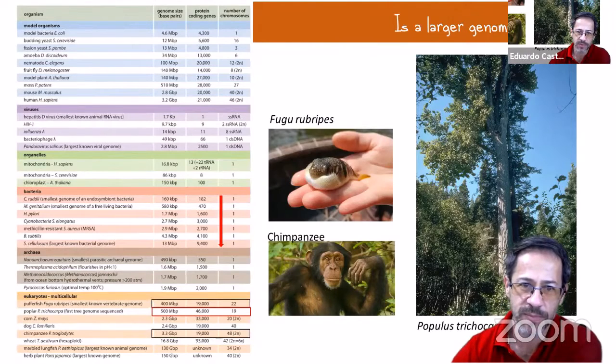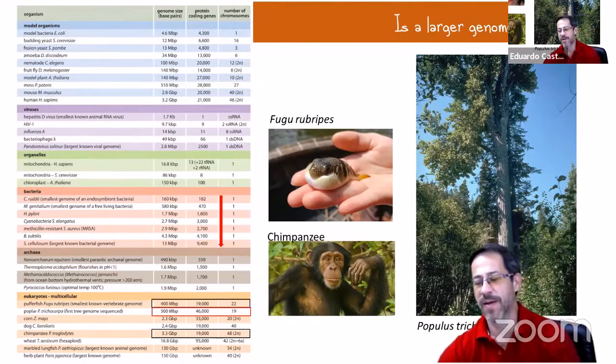But when we look at protein coding genes, they have about the same. The fish has 19,000 protein coding genes, and the chimp also has 19,000. So that's strange. How is it possible that two organisms that are so different in complexity, in size, in many things, have similar numbers of protein coding genes?